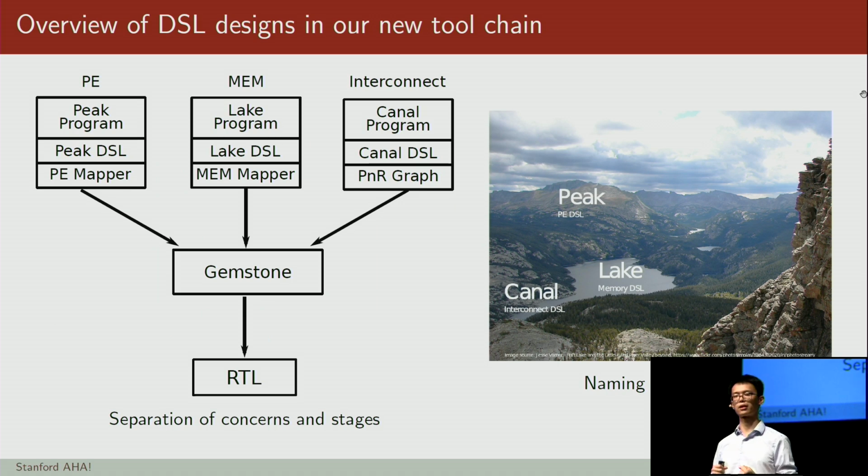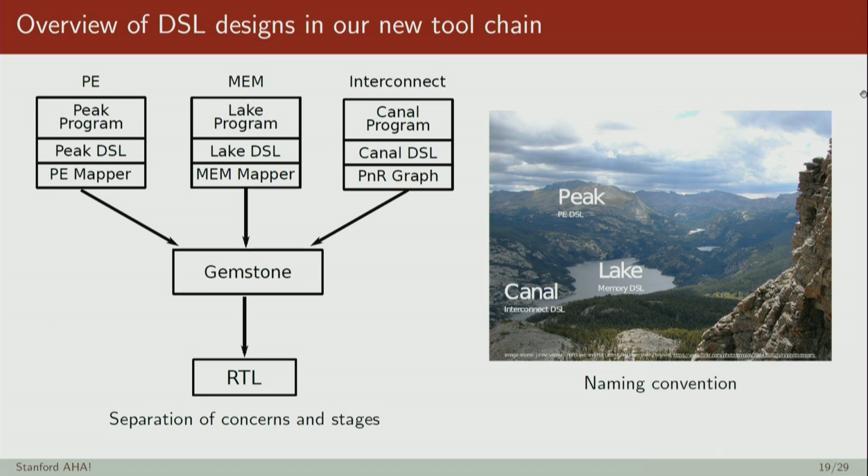Like Peak, we have two other DSLs designed for each component of CGRA. So we have Lake for memory and Canal for interconnect. Like Peak, Lake can produce memory mapper rules automatically from arbitrary memory descriptions, and Canal can produce place and route graph for the application, for downstream tools to map the application into the CGRA. Those three DSLs interact with each other and serve the purpose of separation of concerns.